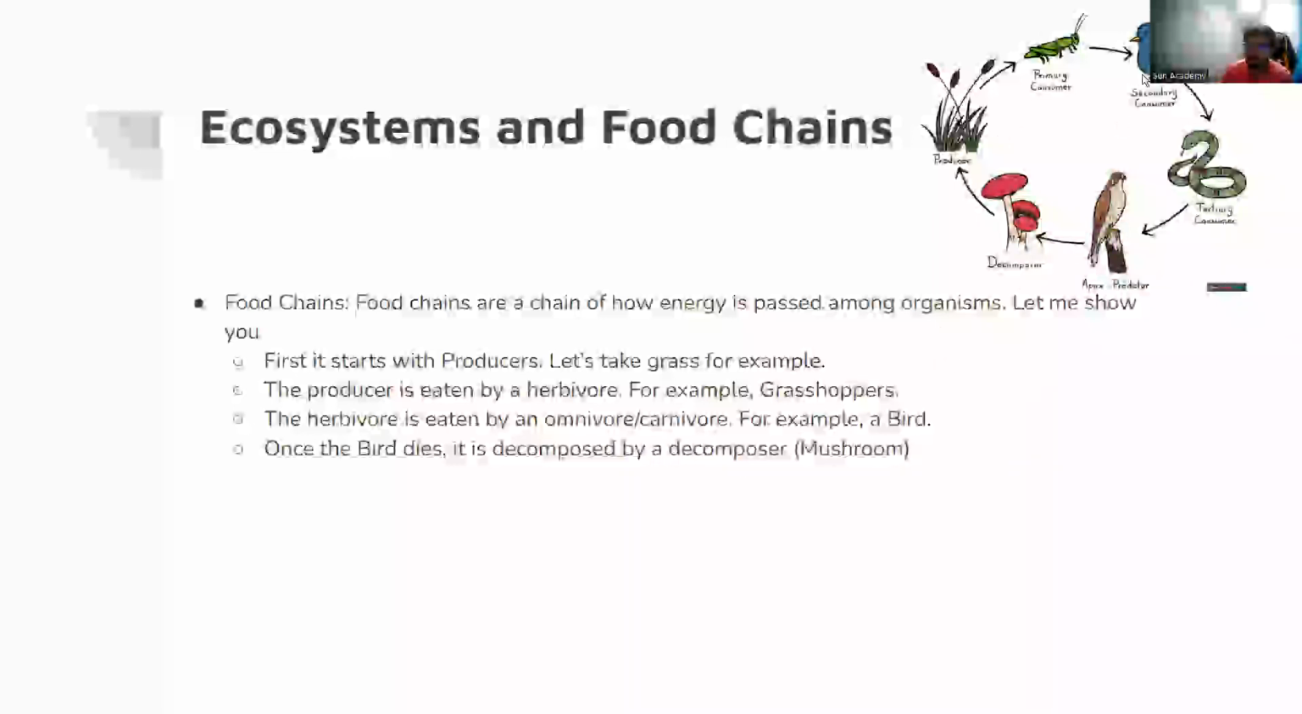But in this food web, it keeps going to a snake, and then an eagle, and then gets decomposed. So there's a bunch of different levels to food chains, and it can keep going on and on depending on the ecosystem.